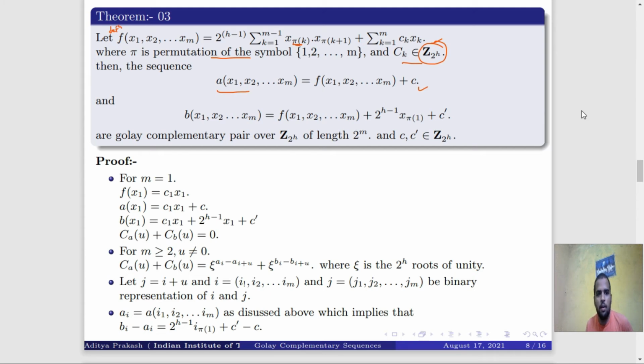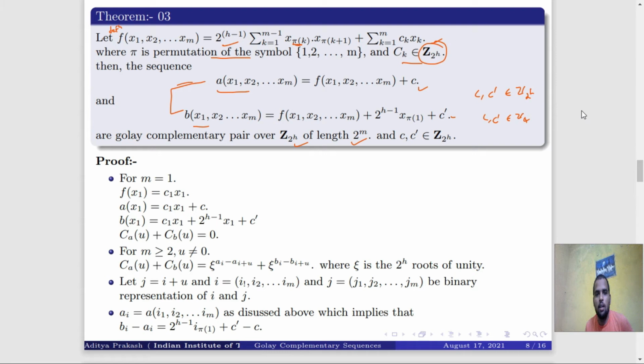Then the sequence a(x1, ..., xm) is equal to f(x1, ..., xm) plus c, and b is the sequence f plus 2 to the power h minus 1 x_pi(1) plus c dash, where c and c dash may be equal, or simply belong to Z to the power h. Suppose we take h equal to 2, then c and c dash belong to Z4. If we take h equal to 1, then c and c dash belong to Z2 simply. If both conditions happen, then we get a Golay complementary pair over Z to the power h of length 2 to the power m.